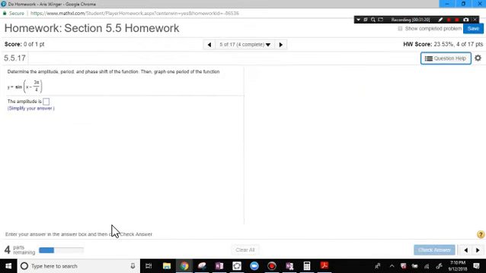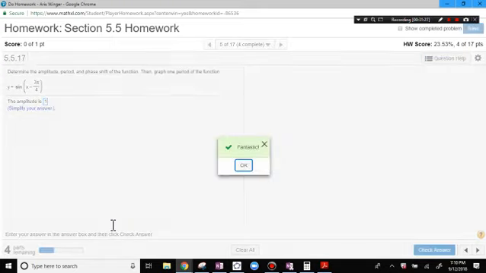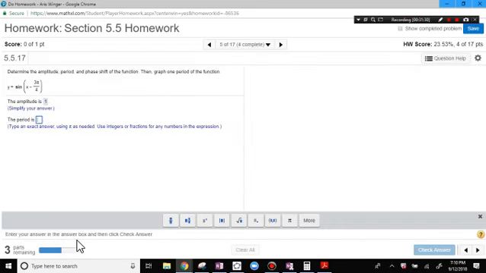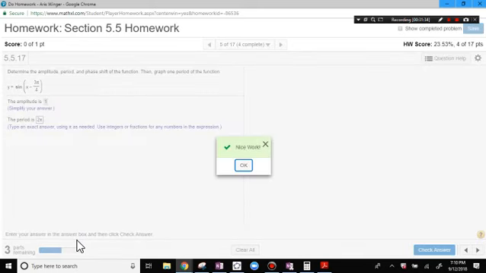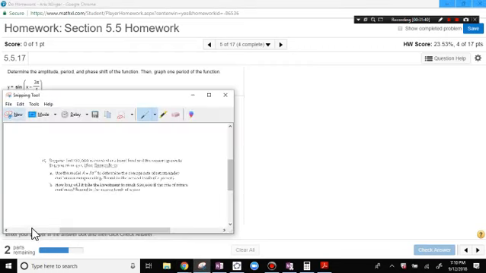Okay. So then we've got the amplitude, no number out in front, that's 1. Period, 2 pi over 1, 2 pi. Phase shift is C over B. So let's just dissect this super carefully.